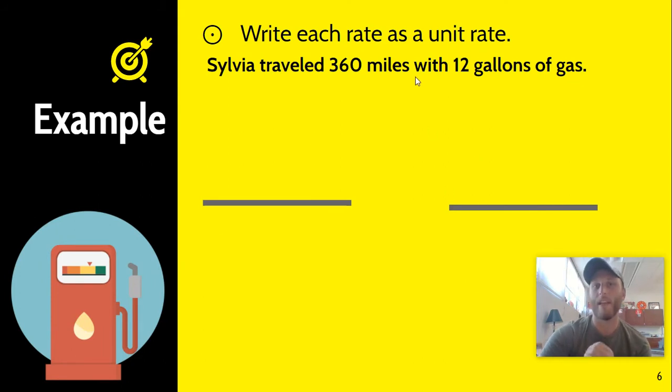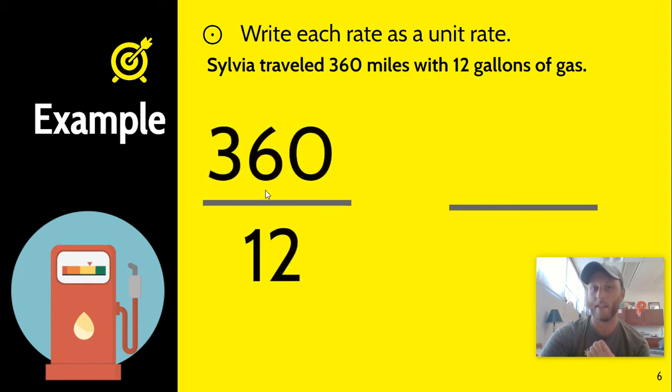So write each rate as a unit rate. So let's practice here. This is the final example. Sylvia traveled 360 miles with 12 gallons of gas. So if I were to set this up as a fraction, my rate is 360 over 12. 360 miles, 12 gallons of gas. So then I'm looking at those 2 numbers and I have to think about what I can take out of those 2 numbers to make it simpler. Just like we do with ratios, we're trying to bring it down to simplest form.